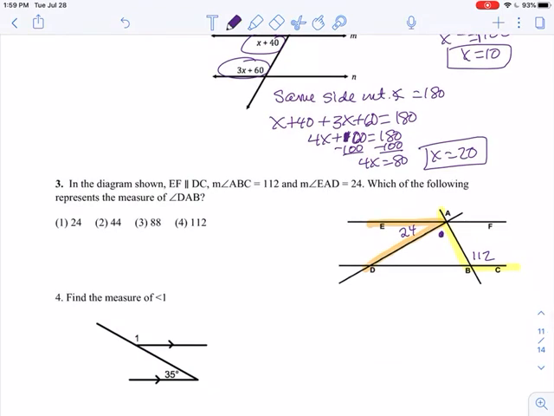All right, now if EAD is 24, that makes this 24 down here because those are alternate interior angles. And if this is 112, these two angles right here form a line. So 180 minus 112 is 68. That's one way to do this. If this is 68, then this is 68.